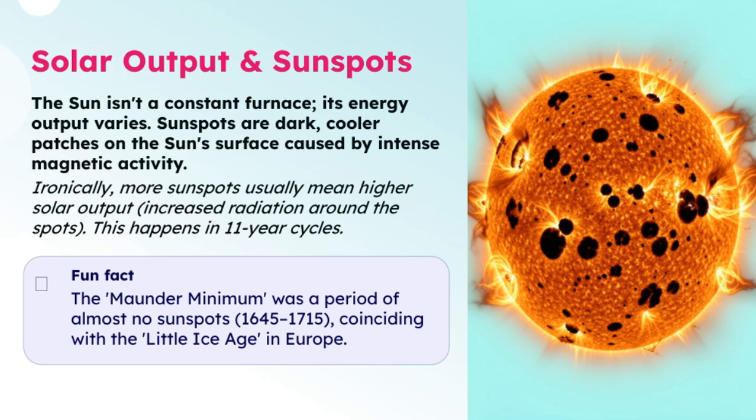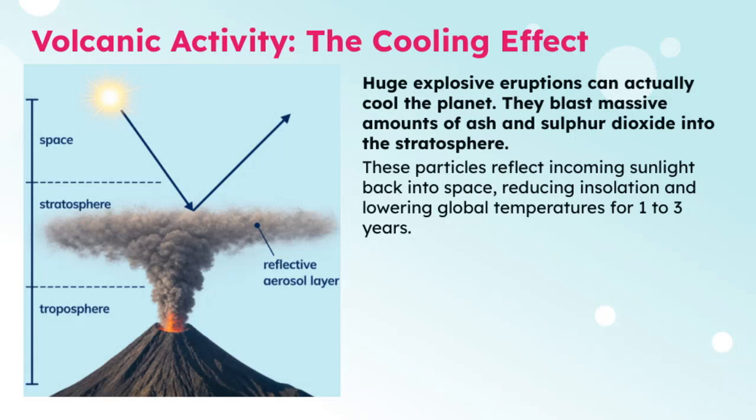The slide also mentions the Maunder minimum, which lasted from about 1645 to 1715. This was a period of very few sunspots, and it coincided with part of the Little Ice Age in Europe. This suggests that solar variation can influence climate. However, solar variation is not enough to explain modern warming. The changes are relatively small and cyclical, while modern warming has been rapid and strongly linked to rising greenhouse gas levels. Now let's look at volcanic activity.